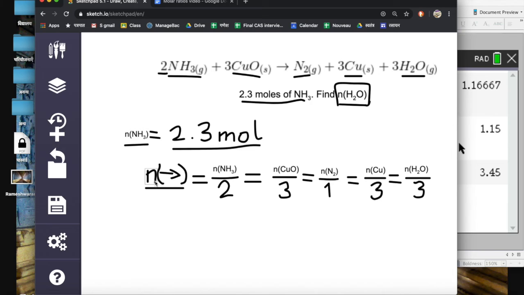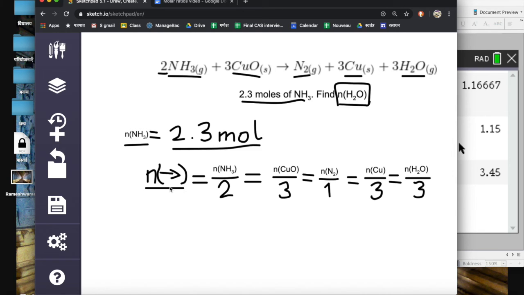So we already know that the number of moles of reaction is equal to whatever reactant or product is present in the stoichiometric equation divided by its coefficient in the stoichiometric equation. So in this example, the number of moles of NH3 divided by 2, or the number of moles of copper oxide divided by 3, and so on.